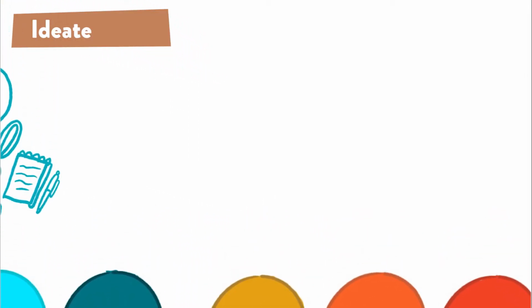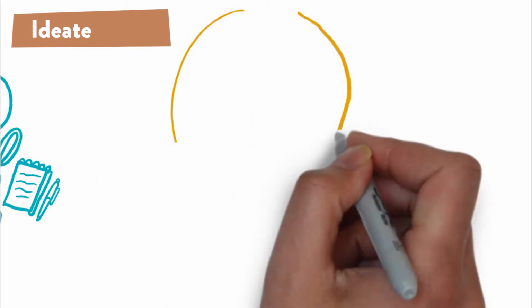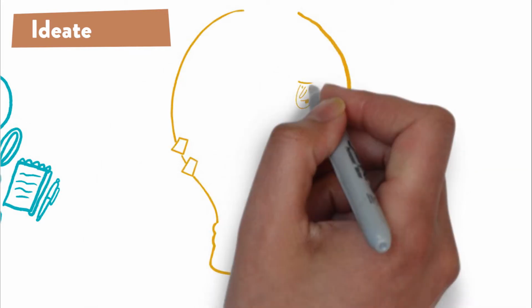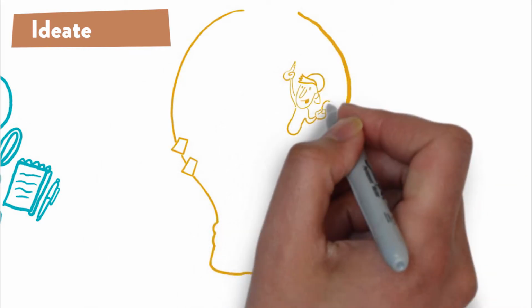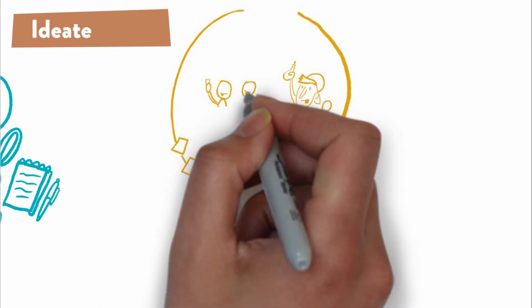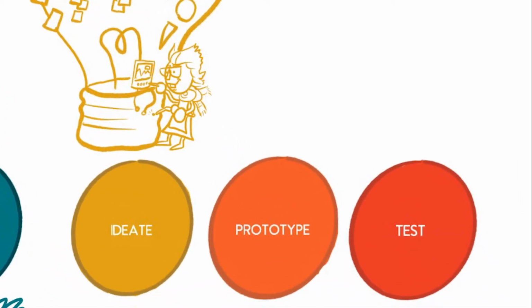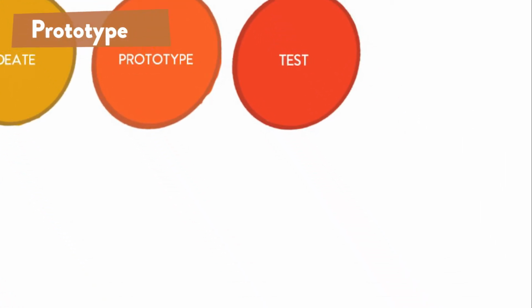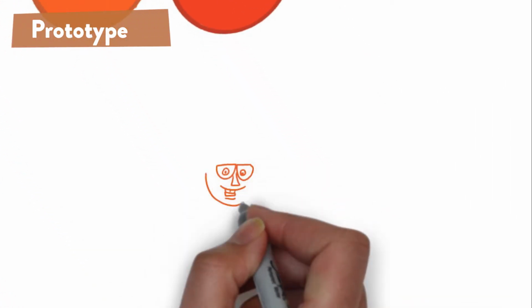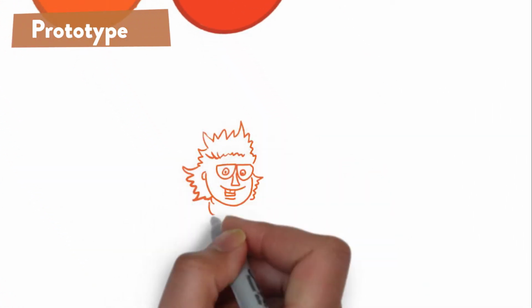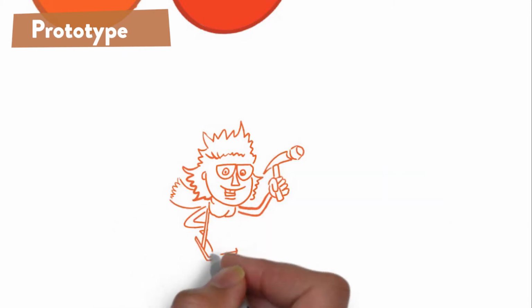Ideate. This mode requires an open mindset. The goal is to create creative ideas and concepts that address the problem at hand. The starting point is the insight gathered. It is important to create room for opportunities without creating boundaries. Prototype. When you are in prototype mode, the different ideas and concepts become more specified and tangible and become prototypes that can be tested.